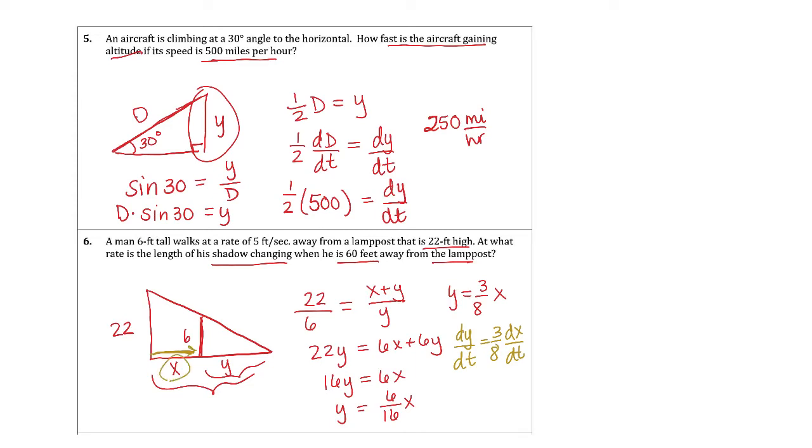So back over, we can make the substitution, dy/dt equals 3 over 8 times, and he was walking at 5 feet per second. So notice that the rate of change of y is going to be 15 over 8, and it's going to be feet per second.